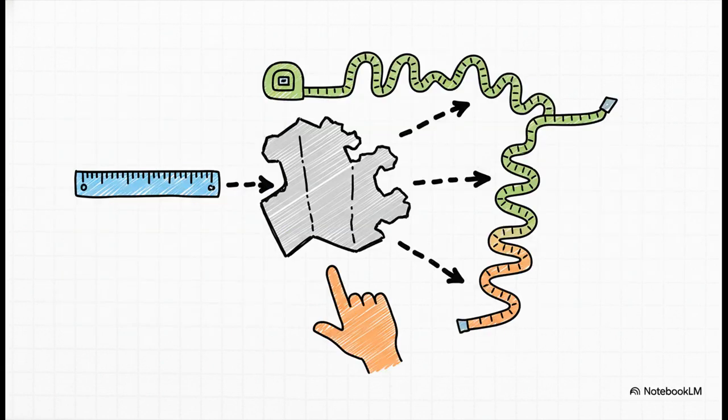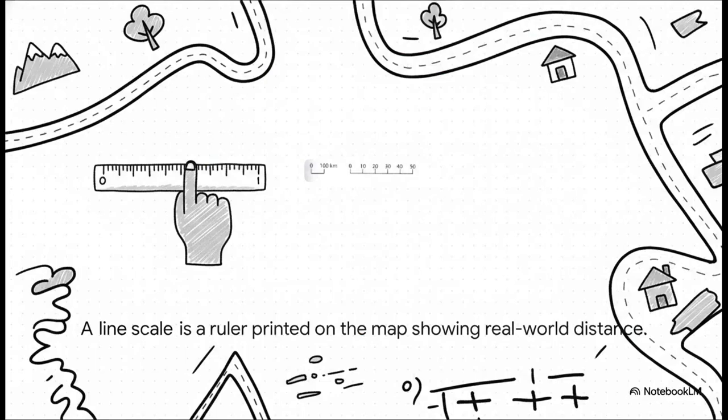Next, we've got the ratio scale. Now, this might look a little more like a math problem, but its power is that it works for anything. A ratio of 1 to 50,000 means one unit on the map is 50,000 of the same unit in the real world. So 1 centimeter on the map equals 50,000 centimeters in reality, or 1 inch equals 50,000 inches. It's a universal translator for distance. Pretty cool, huh?